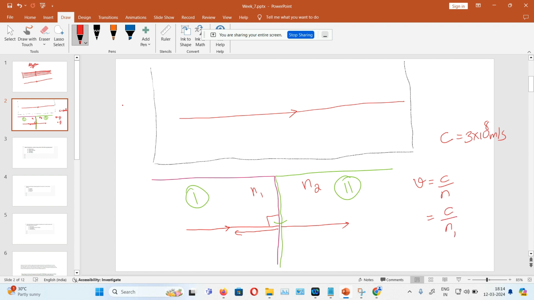So c by n1 will be the velocity of the light in the first medium, and c by n2 will be the velocity of light in the second medium. Okay, this is the case of normal incidence. Now we will see what happens when light is incident at a particular angle to the interface.